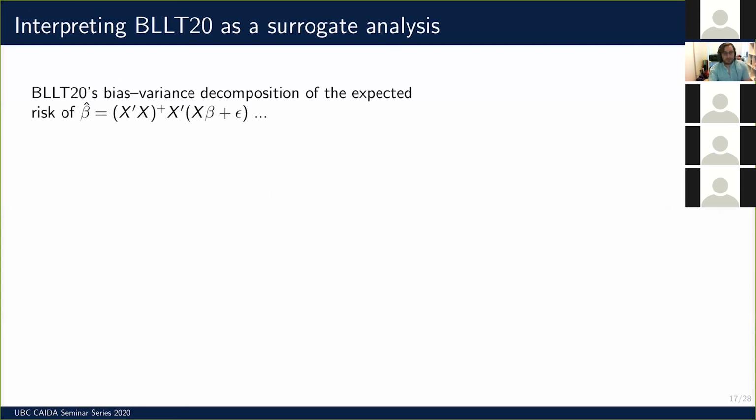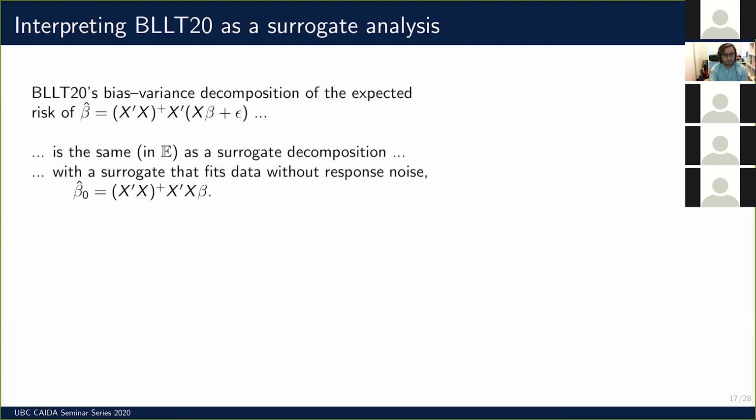So those authors prove the risk consistency of the minimum norm ERM using something called the bias variance decomposition, which is kind of a standard approach to linear regression problems. And we find that it's actually the same in expectation as the surrogate decomposition we described above. And in particular, we need to pick a surrogate that fits to the data without the response noise. So you have this surrogate learned hypothesis, which is beta hat naught. It essentially solves the least squares problem, but instead of y, we replace it with x beta. So obviously in real life, we would never be able to fit the model beta hat naught. But we don't need to fit the model beta hat naught. It's just a conceptual tool in order to reason about the generalization error. So it's purely like an intermediate step in a proof.